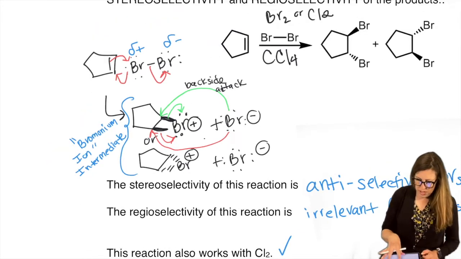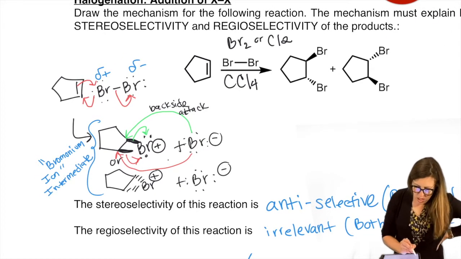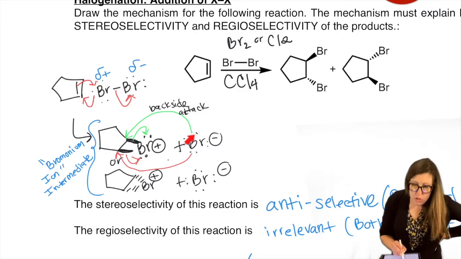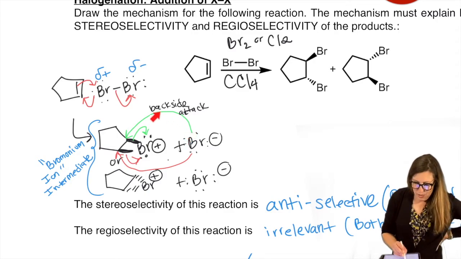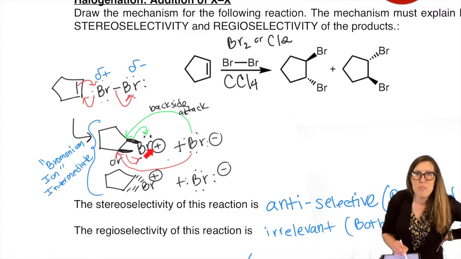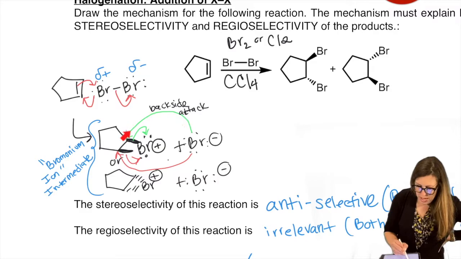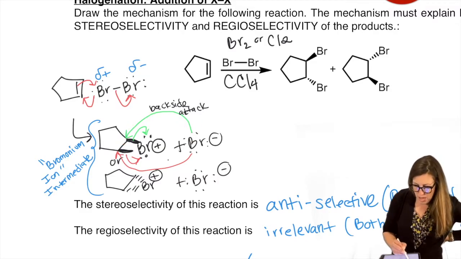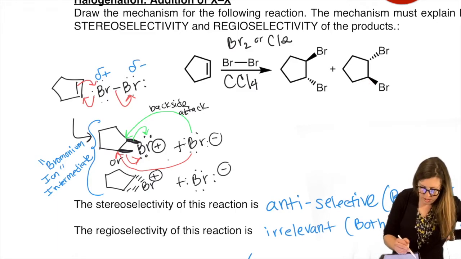Let's see which product that matches. Okay, so if it attacks the green path, if we attack the top carbon, that means the bottom stays a wedge. Bottom stayed a wedge. That means the top has the new bromine from a dash because it came the opposite of whatever the bromine ion was. So we have a dash wedge, dash wedge. So that's the green product.